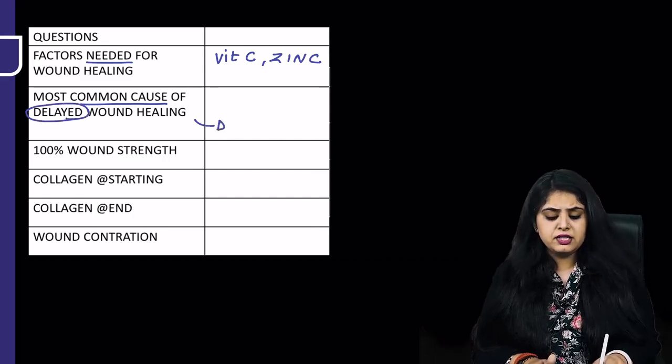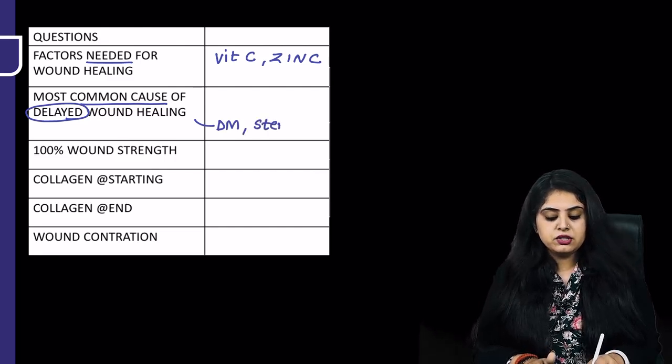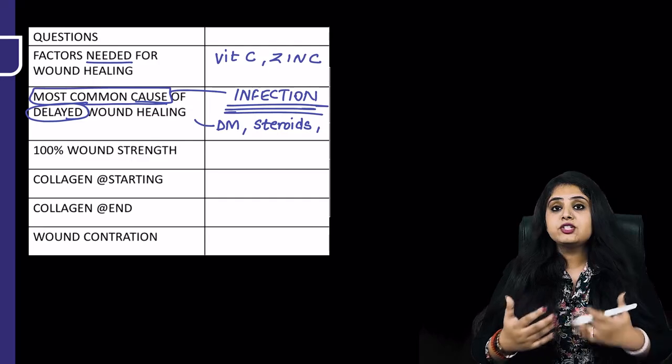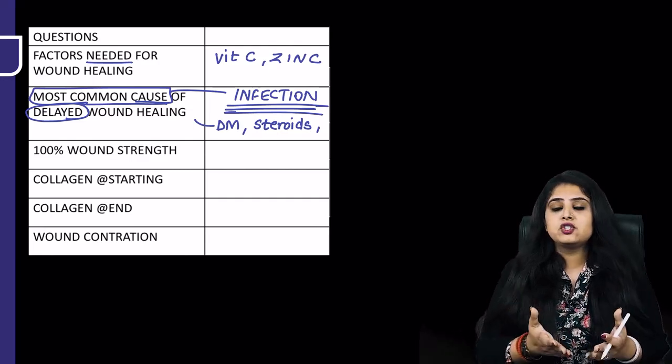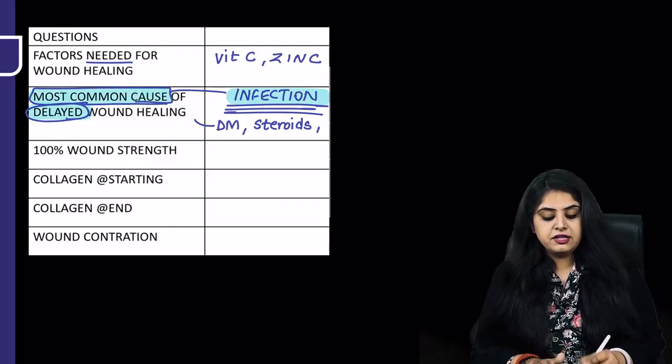I know many of you must be thinking, ma'am, maybe the patient is diabetic, that is why his wound is not healing. Maybe the patient is on steroids. Maybe the patient is immunodeficient, but they've asked you the most common cause, and the most common cause is infection. As an intern, what are you told to do the most with the nurses and the interns? They keep changing the dressing every day, because if infection occurs, the wound will never heal. The most common cause of delayed wound healing is infection.